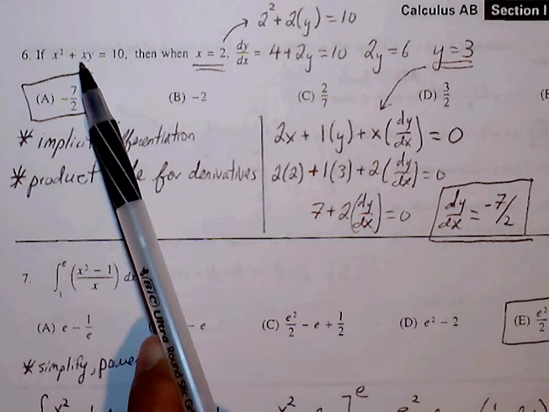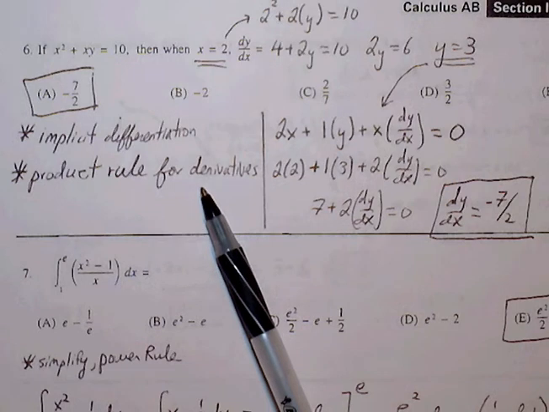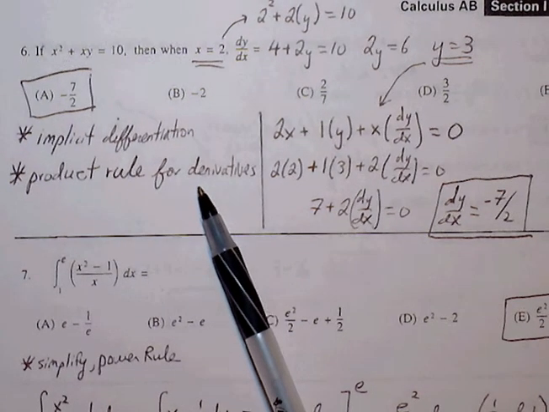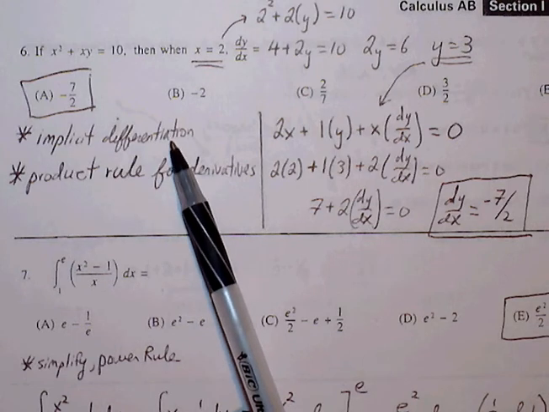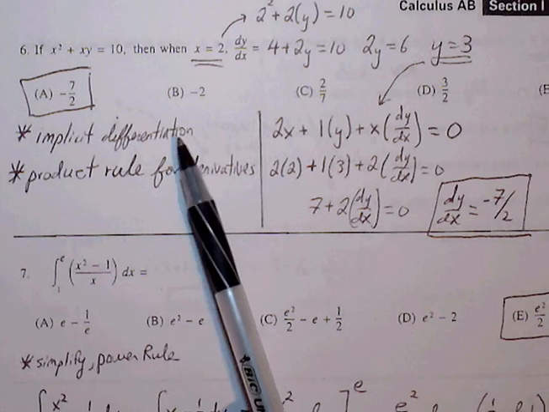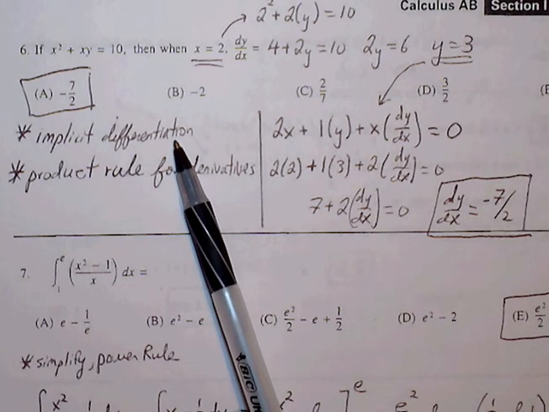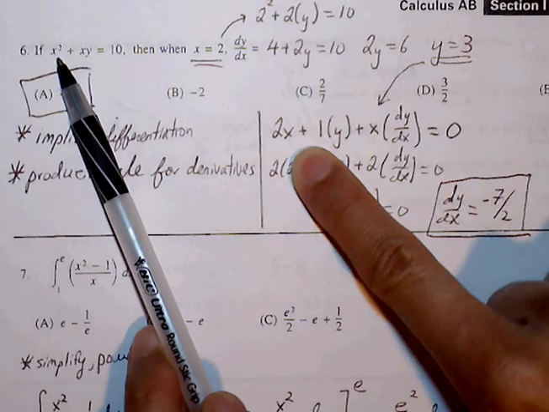Once we find the derivative involving two variables that are being multiplied together, we have to remember to apply product rule for derivatives. So first off, with implicit differentiation, every time we're trying to evaluate a derivative involving a variable y, we have to find the derivative for that y term, and then we have to attach a dy over dx. So x squared will become 2x.